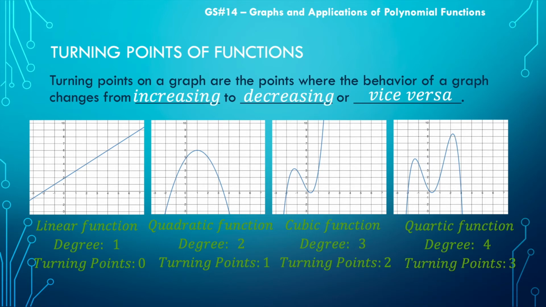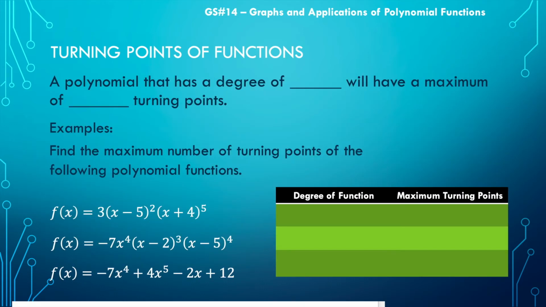I want you to look at the degree and the number of turning points in the graphs that I've chosen, and you should see a pattern here. This pattern holds for all polynomials with some restrictions. To generalize, a polynomial that has a degree of n will have a maximum of n minus 1 turning points. So a 5th degree function can have at most 4 turning points. That doesn't mean it will have all 4, but it can't have more than 4.